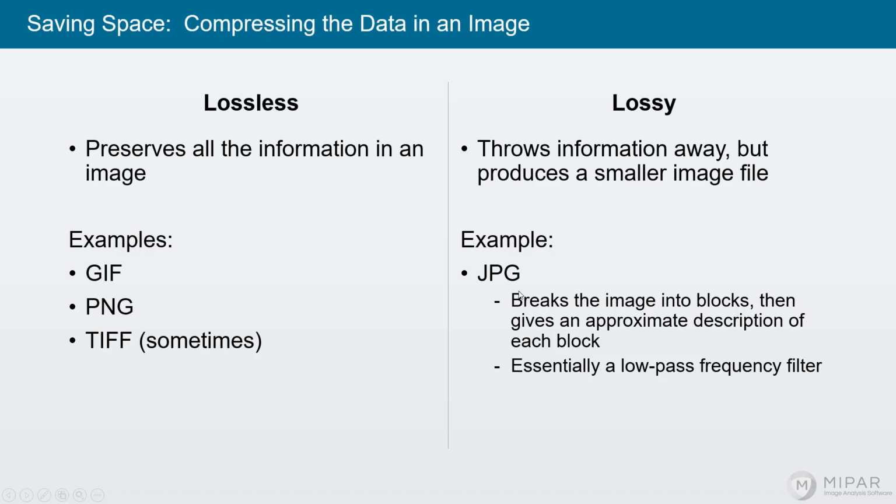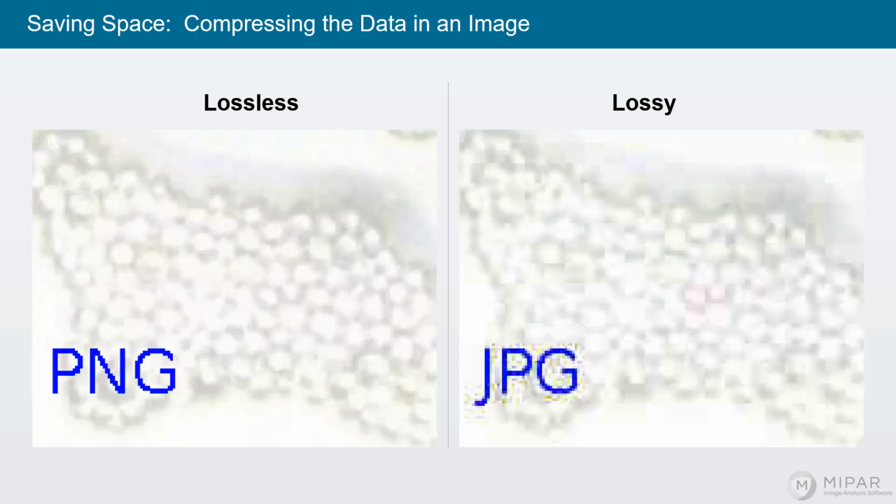So JPEG itself will break your image up into blocks and then give an approximate description of each block. I'll show an example on the next slide. Essentially, it's a low-pass frequency filter, approximately. If you don't know what that is, we'll talk about that in the next section of the course when we get to Fourier transforms and frequency analysis.